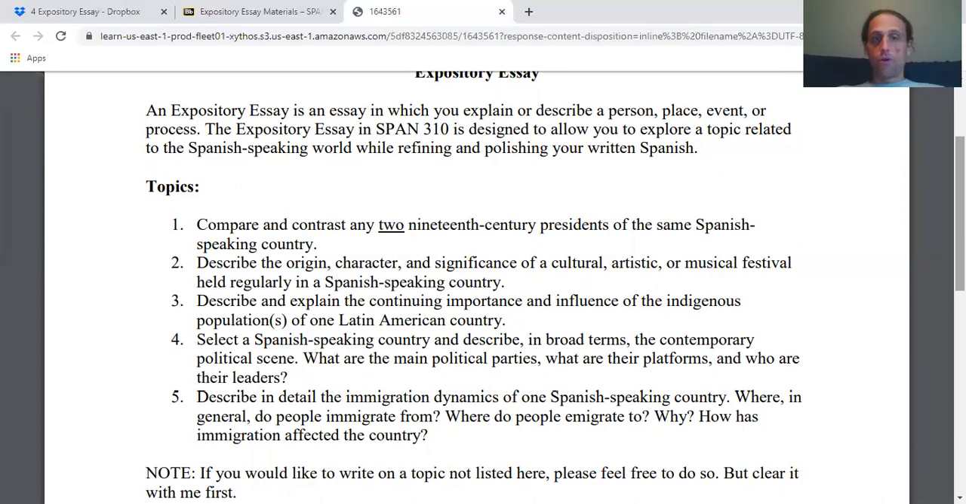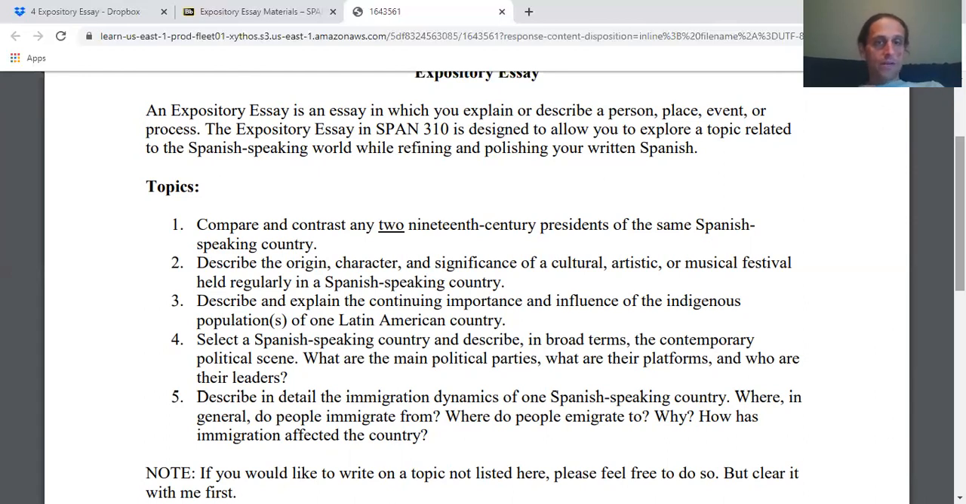Second, describe the origin, character, and significance of a cultural, artistic, or musical festival held regularly in a Spanish-speaking country. If you choose this one, I would encourage you to be creative. So there are some options that I think fail the creativity test. If you really want to write about the Day of the Dead, please write about the Day of the Dead, but be really committed to it. If you're thinking about choosing this topic, do a little research. Find something that's a little bit more off the beaten path.